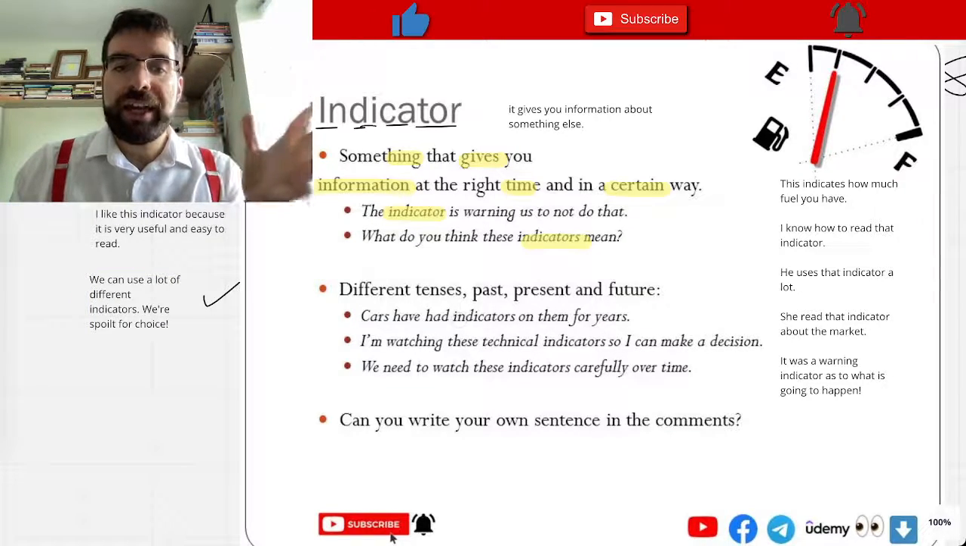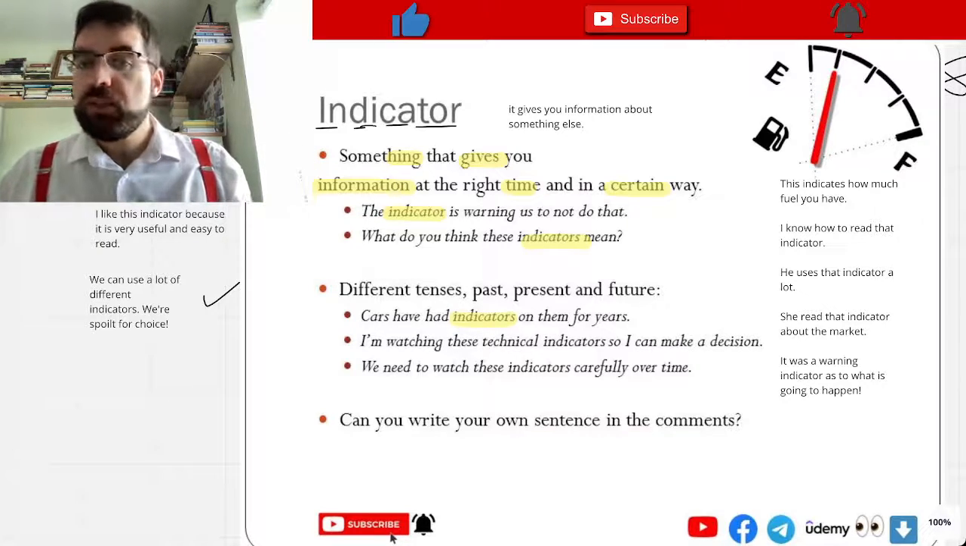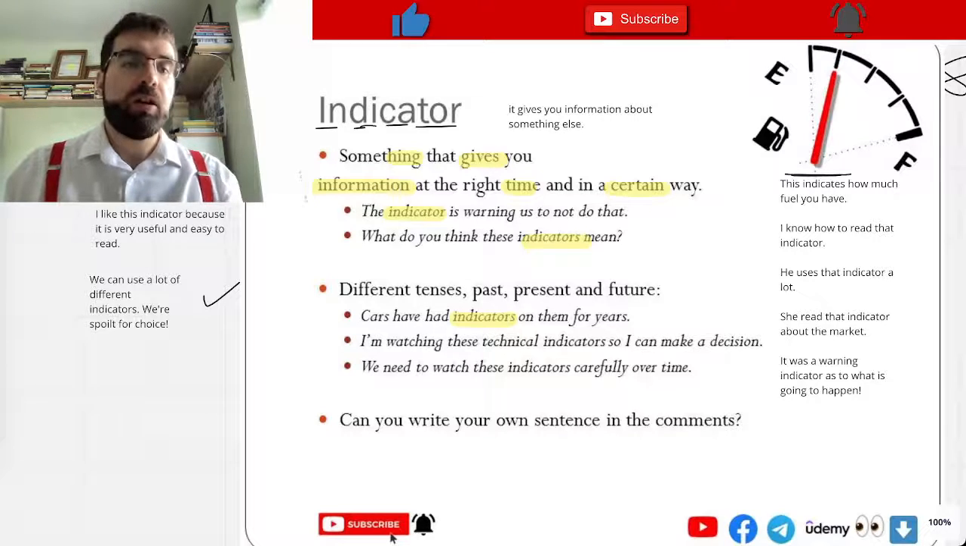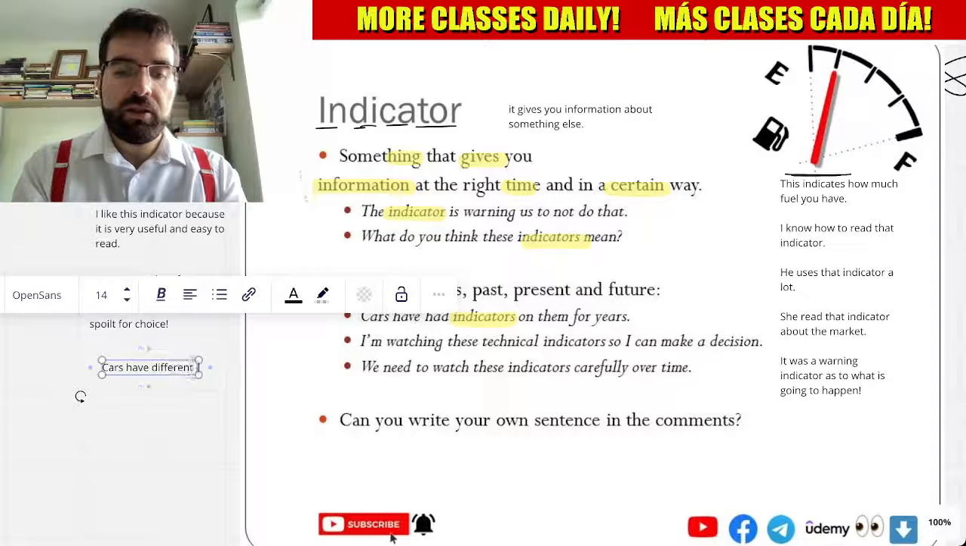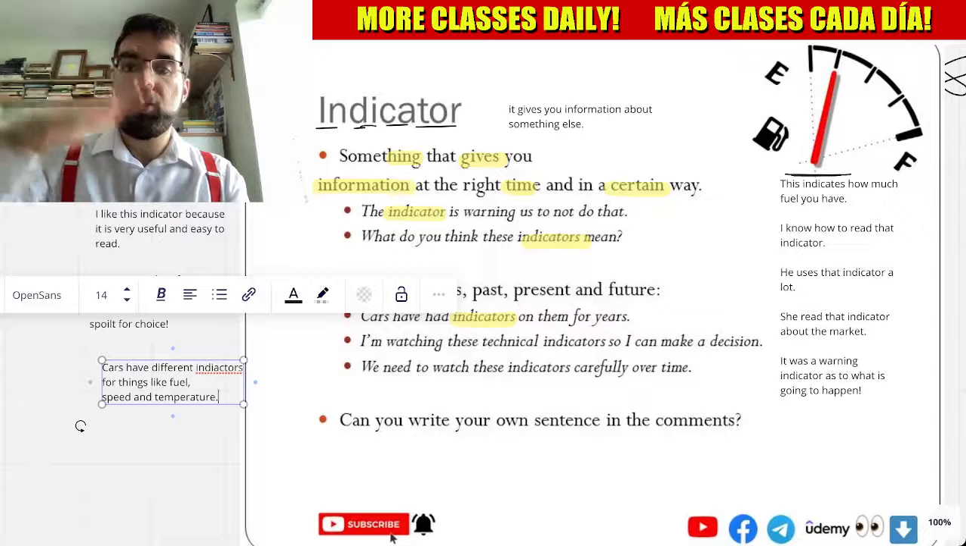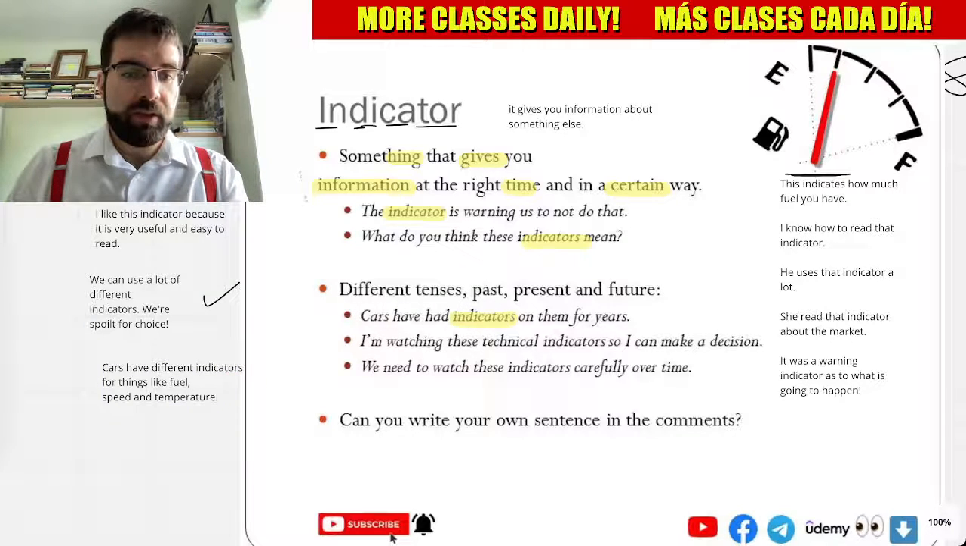Cars have had indicators on them for years. So things like this have been on cars. So cars have different indicators for things like fuel, speed, temperature. Temperature, yeah. Hot and cold. How cool is that?